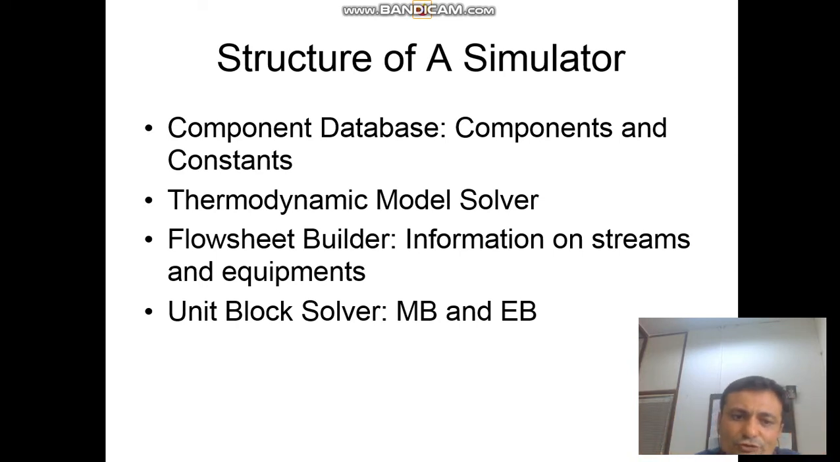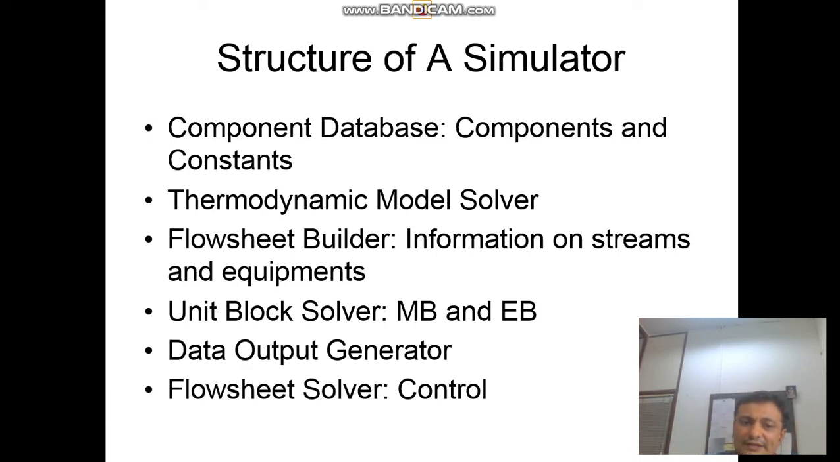Then there is a unit block solver. A unit can be a distillation column, it can be a separator, it can be a heat exchanger, it can be a mixer, it can be only a stream, whatever. So there is a unit, and for every unit there are certain equations, material balance and energy balance equations. So they are already built into the simulator. You don't need to write separately. You just have to use plug and play when you go to a process simulator. So all those material balance, energy balance equations and all the equations associated with that unit block would be there in that. But that unit should be present in the simulator. So the fourth component is a unit block solver.